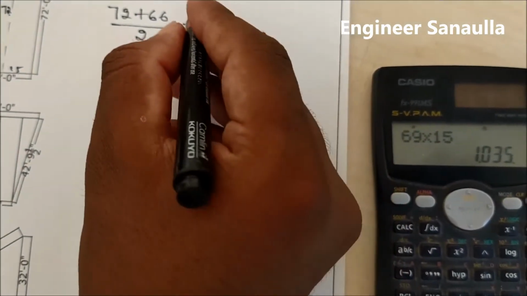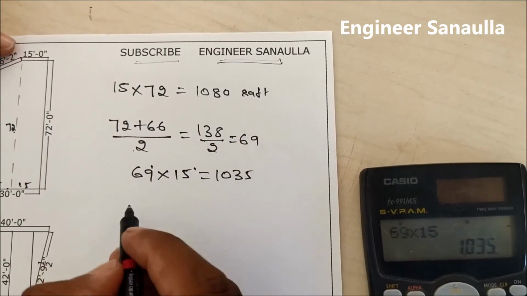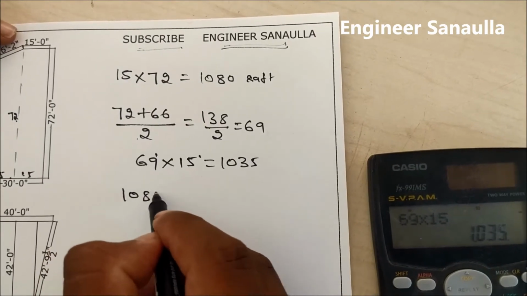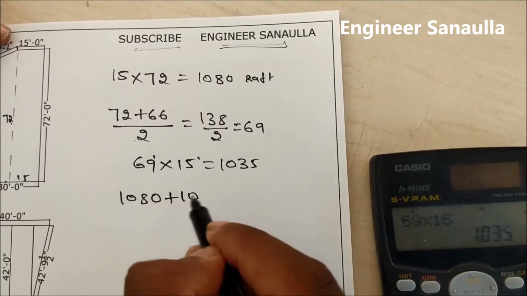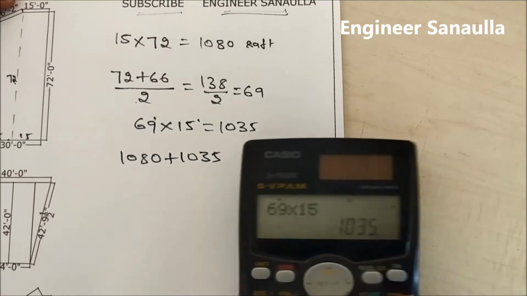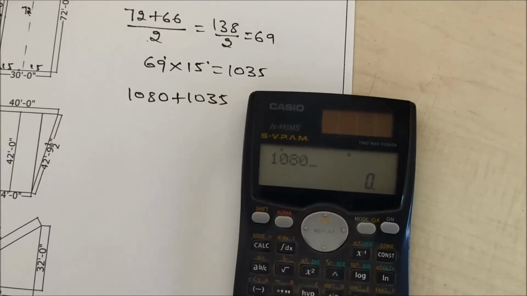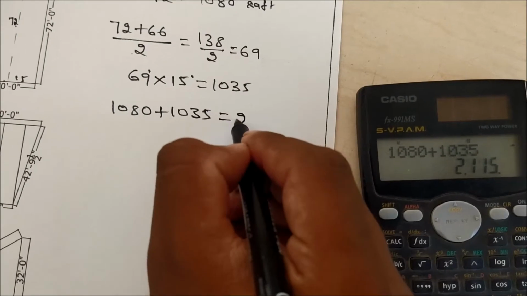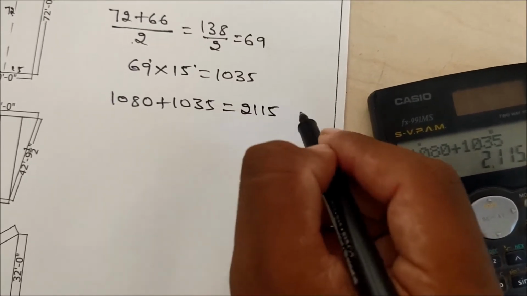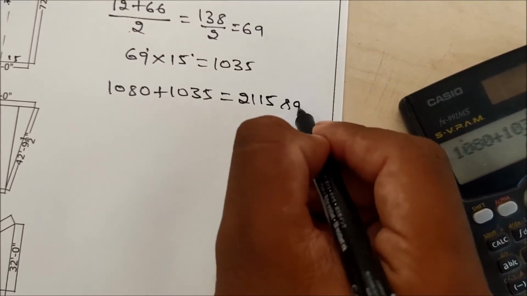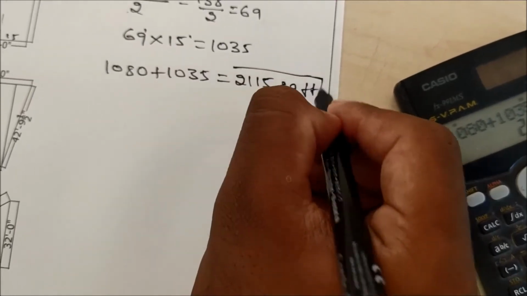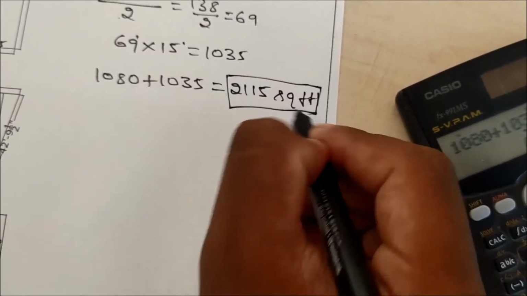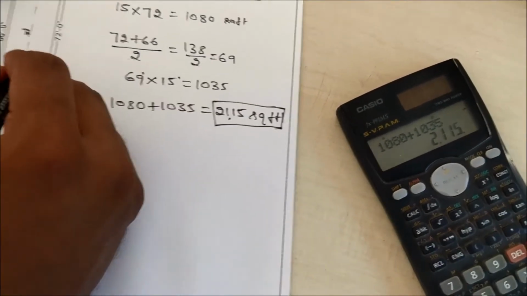Now we will calculate the total area. 1080 plus 1035, it will come 2115 square feet. This is the area of this plot.